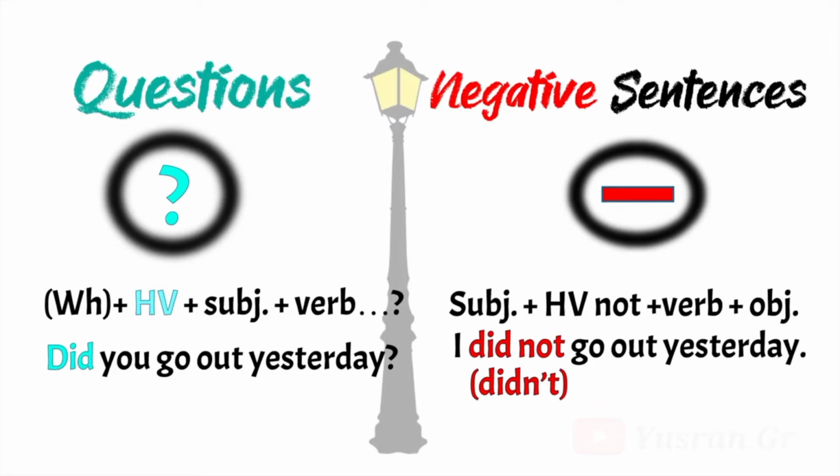Negative sentences. Okay, so we need the subject plus the helping verb plus not plus the verb and the object if you have one. I did not go out yesterday. I didn't go out yesterday.